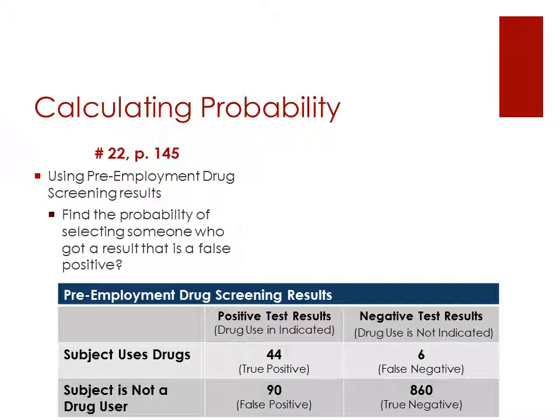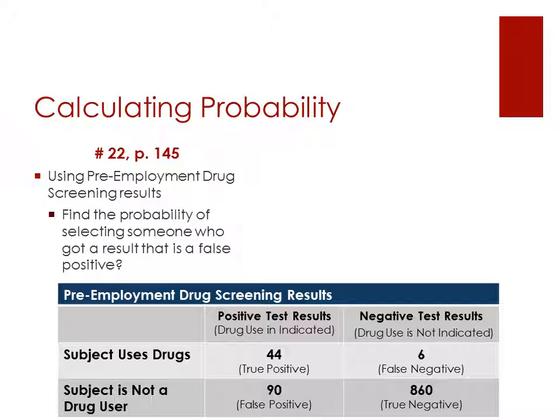Alright, in this section we're going to be looking further at calculating probability, and we're going to be looking at the classical probability formula. So to get us started with that, we're going to look at sample data set number 22 on page 145 in your book. We've got the data set here in the table below, and we're going to be solving for the probability of selecting someone from this particular set that has a result that is a false positive.